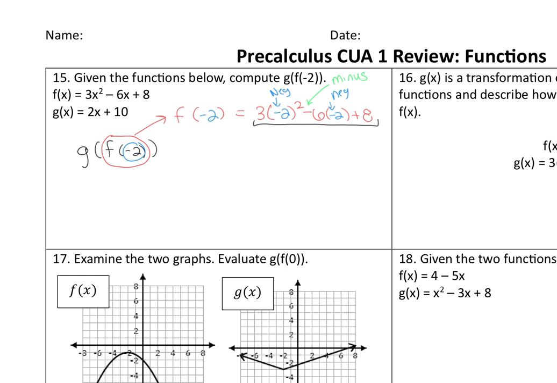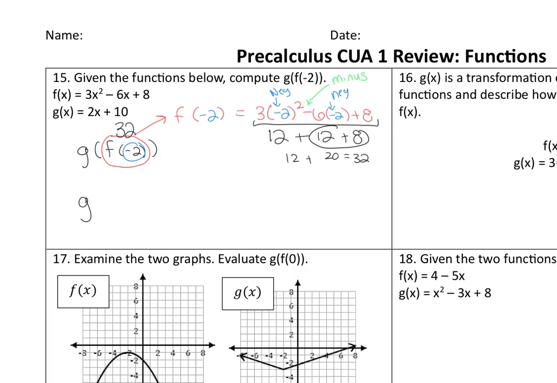A negative 2 squared. A negative times a negative is a positive. 2 times 2 is 4. 4 times 3 is 12. A negative times a negative is a positive. This is going to be another 12. 6 times 2 is 12 plus 8. And then we can regroup and say that this is really a 20. So 12 plus 20 is 32. So this inside piece alone is a 32.